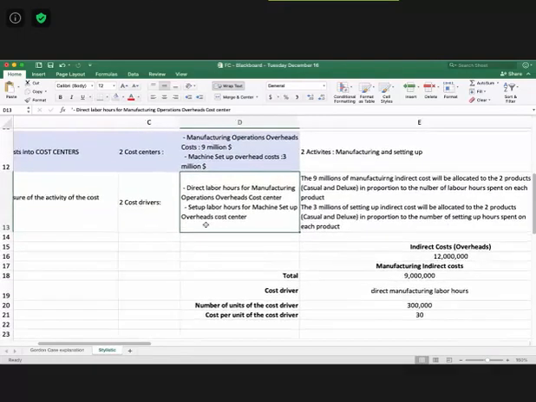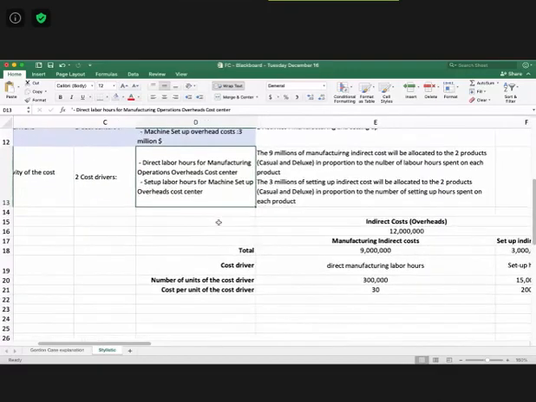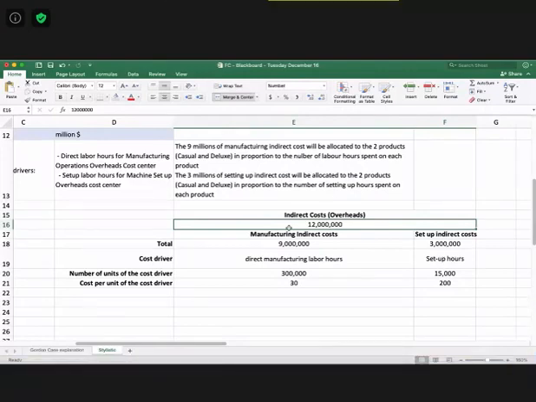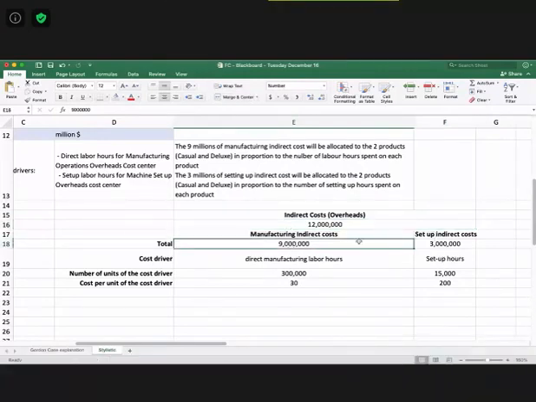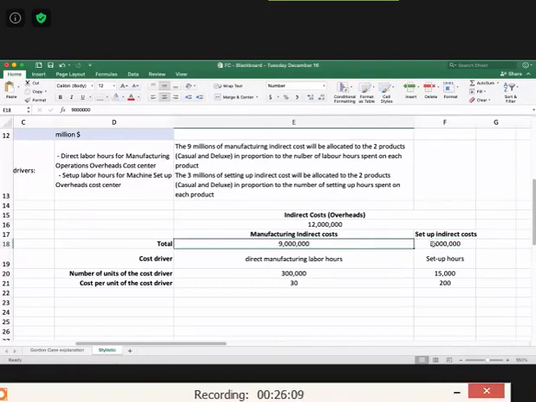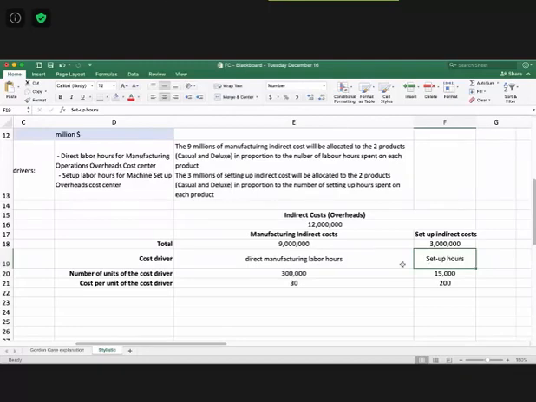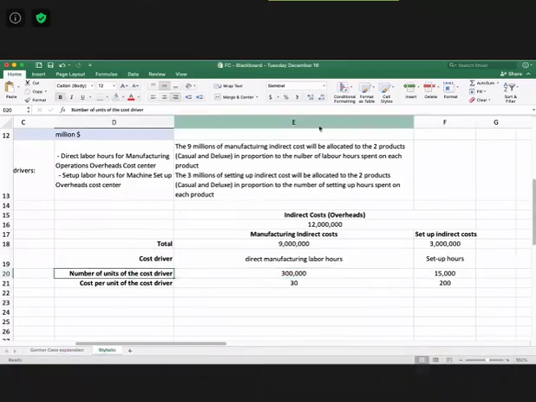So we're nearly done. We got a total of indirect costs, which is 12 million. This amount has been allocated between two cost centers: 9 million for manufacturing indirect cost and 3 million for setup indirect cost. How do we measure the activity? The manufacturing indirect cost will be linked to direct manufacturing labor hours, and the setup indirect cost will be linked to setup hours. How many units of the cost driver do we have? So we come back to the case just for me to check with you.